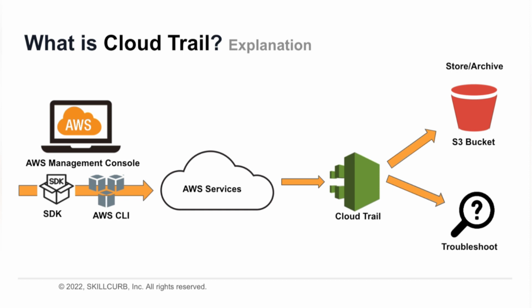So let's see how CloudTrail works. First, a request is initiated by AWS Management Console, SDKs, AWS CLI, or by any other AWS services. When activity occurs in your AWS account, that activity is recorded in a CloudTrail event. You can easily view your recent events in the CloudTrail console by going to Event History. You can store and archive the events in the S3 bucket.